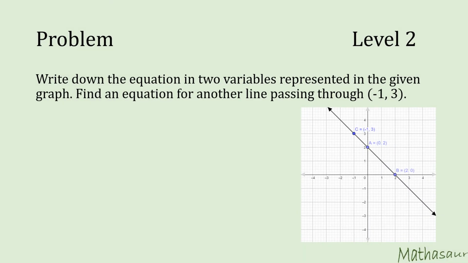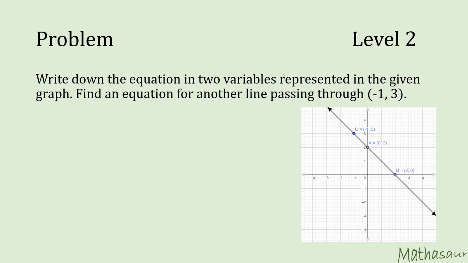Let us look at another problem. Write down the equation in two variables represented in the given graph. Find an equation for another line passing through minus 1, 3. Alright, so we are given an equation in the xy plane. How do we go about finding this equation?